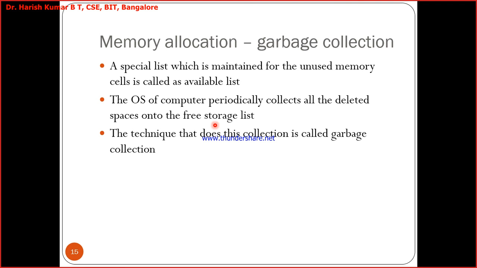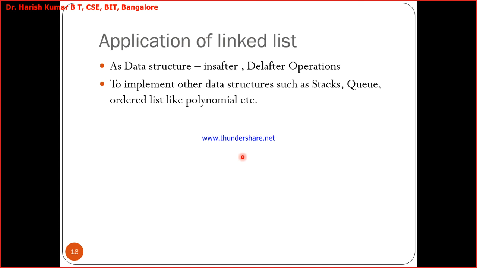So the technique that does this is called garbage collection. Whenever memory is required, it should be allocated, and whenever the memory is not required, it should be returned to the free storage list, such that the memory location is available for the next process which is executing. Next, applications of linked list.